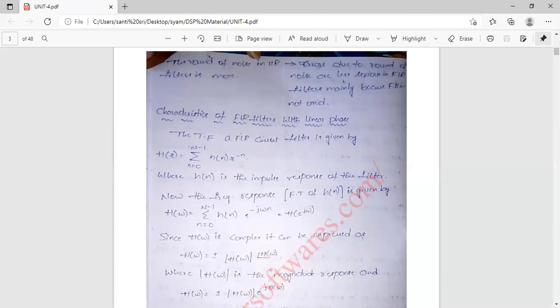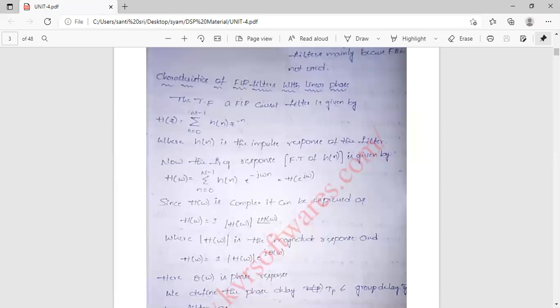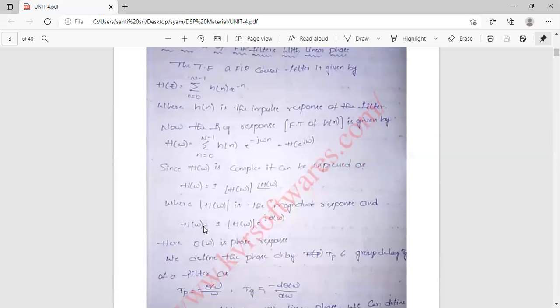Where mod H of omega is nothing but the magnitude response. Here we are introducing plus or minus. So H of omega equal to plus or minus mod H of omega into e power j theta of omega, where mod H of omega is the magnitude response and theta of omega is the angle of H of omega. So theta of omega is the phase response.